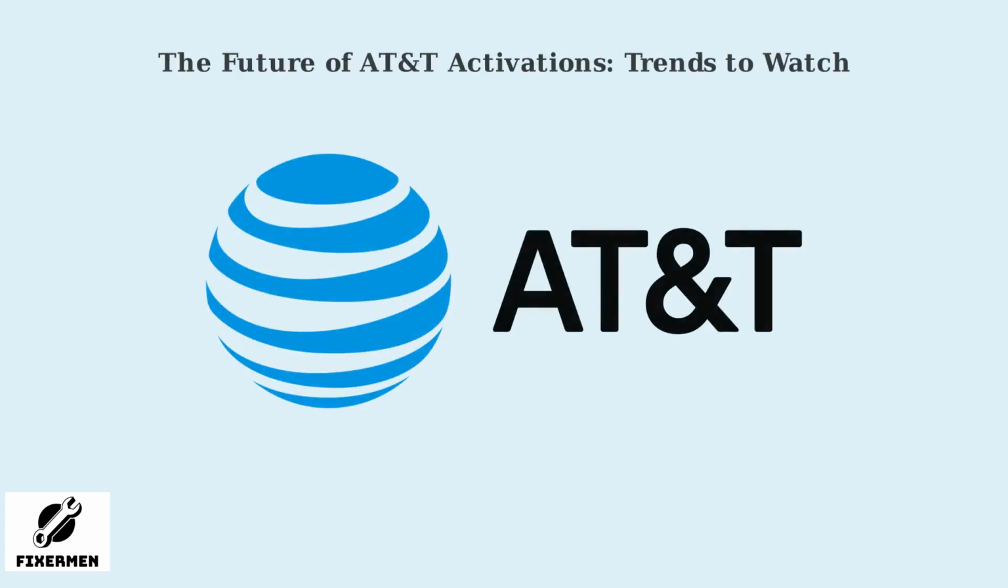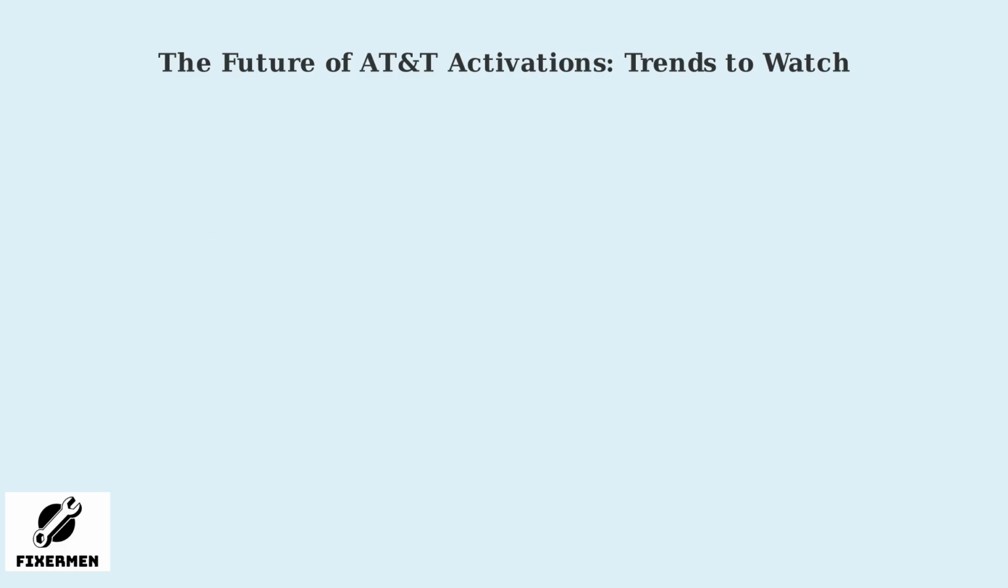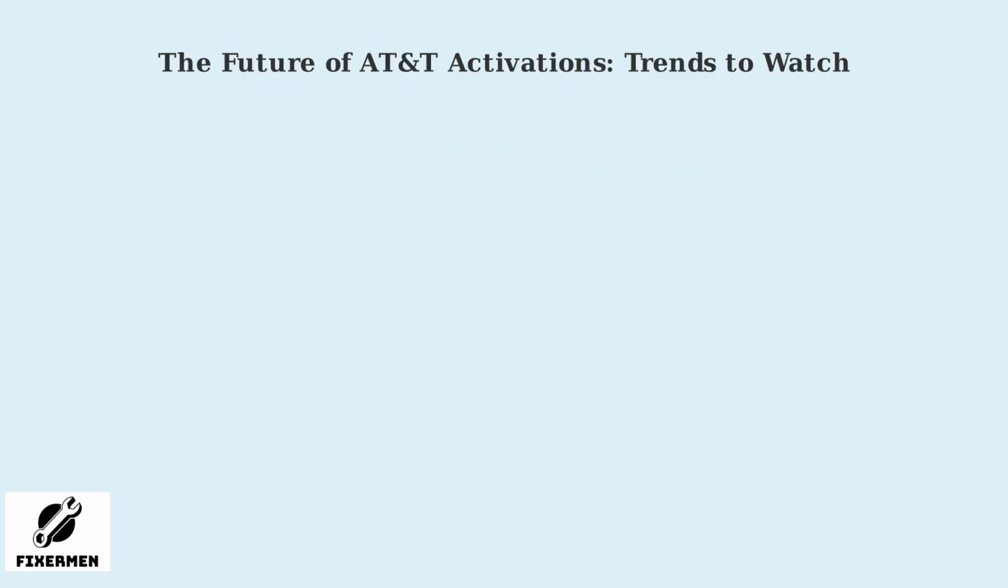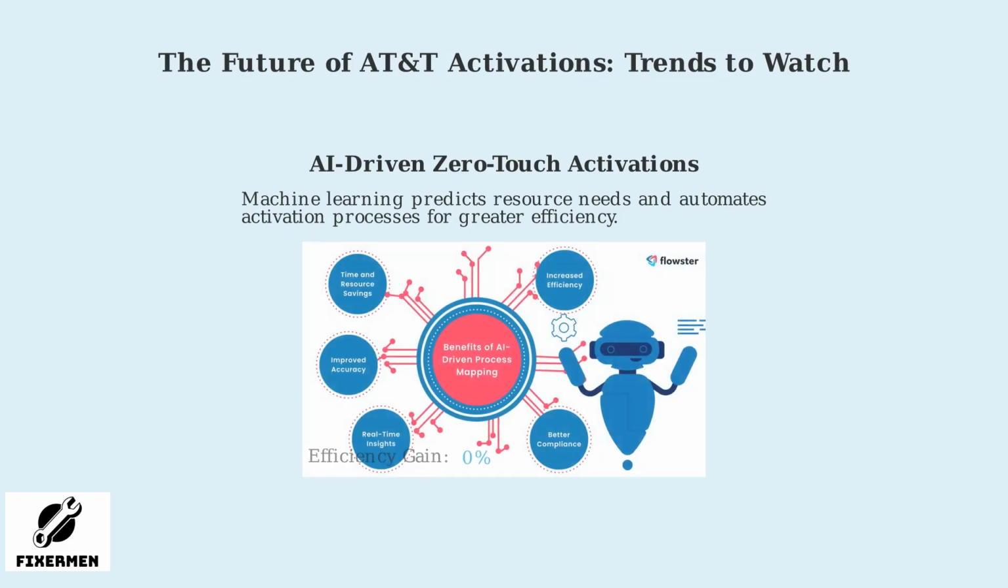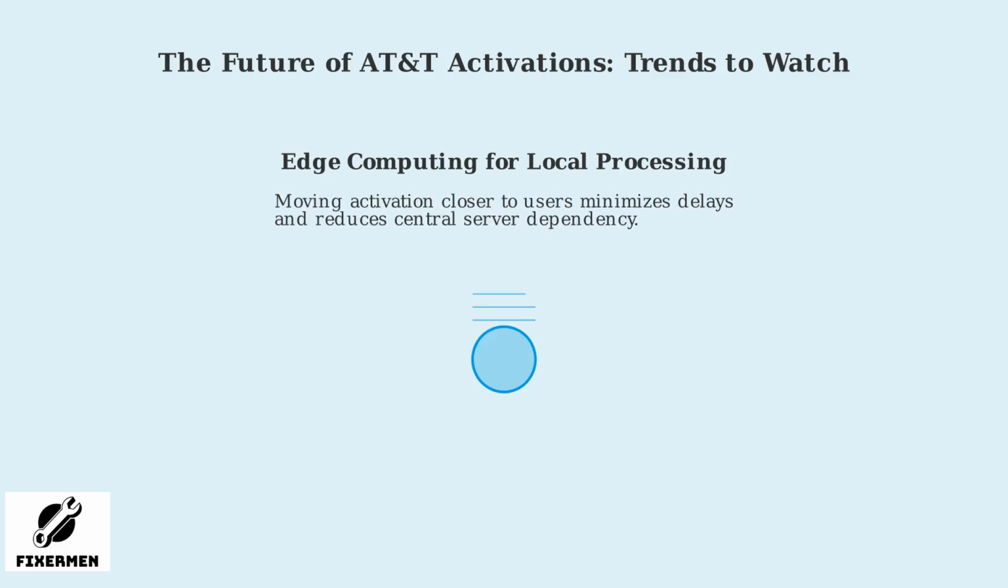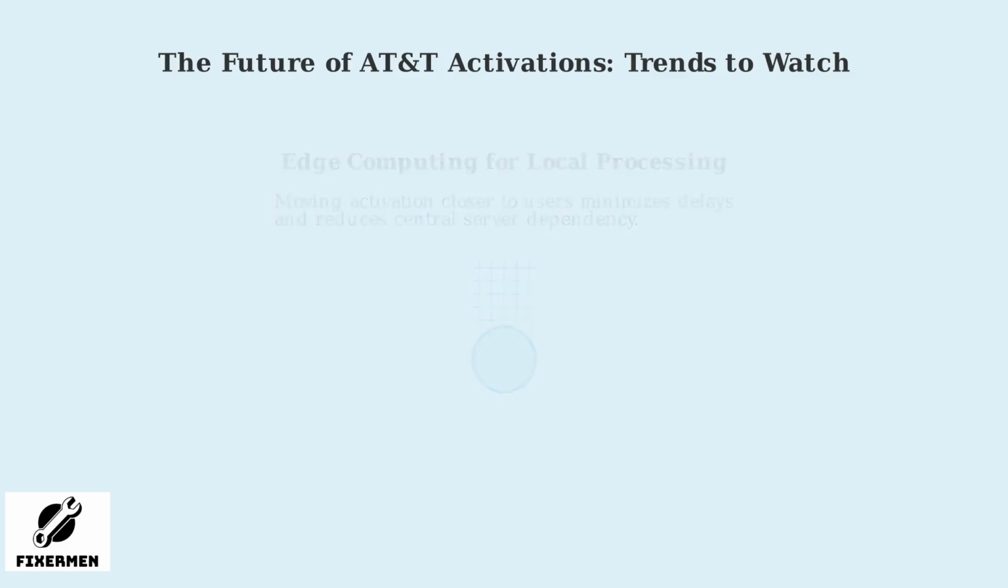The telecom industry is evolving towards more decentralized and AI-driven activation systems to address past challenges. Decentralized systems distribute activation processes across multiple servers, reducing single points of failure and improving overall reliability. AT&T is piloting zero-touch activations using machine learning to predict and allocate resources dynamically, achieving a 30% efficiency gain in beta tests. Edge computing brings activation processes closer to users, minimizing delays and reducing reliance on overburdened central servers.